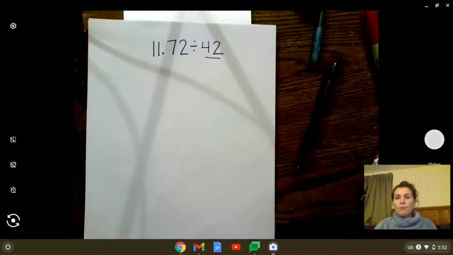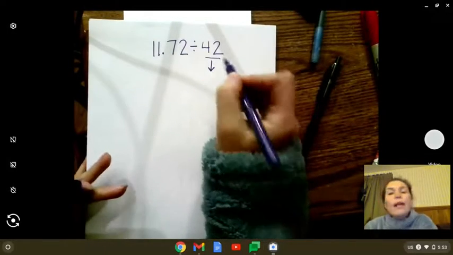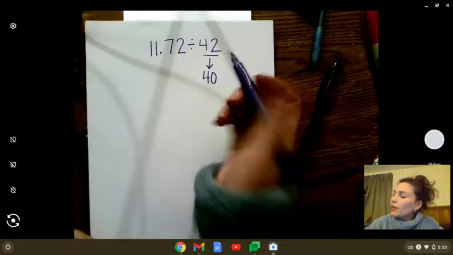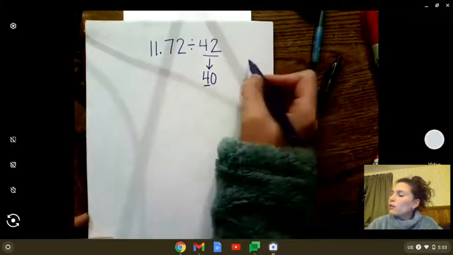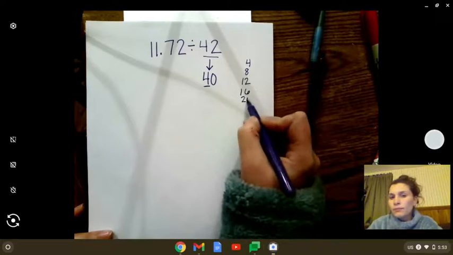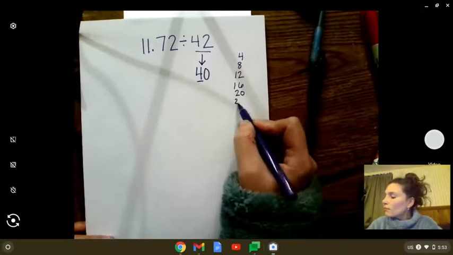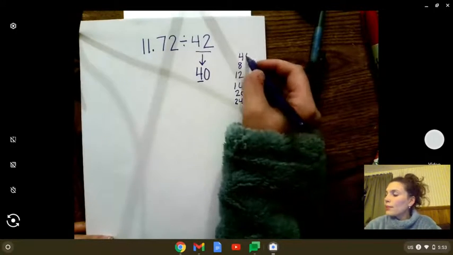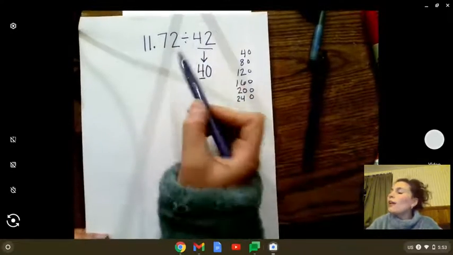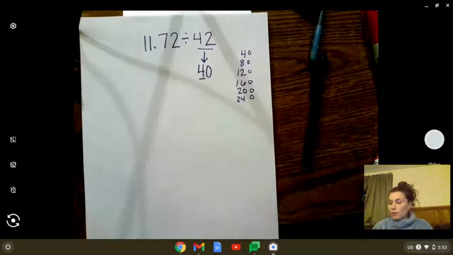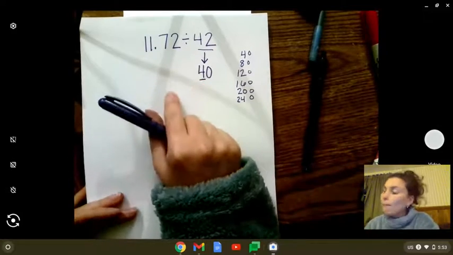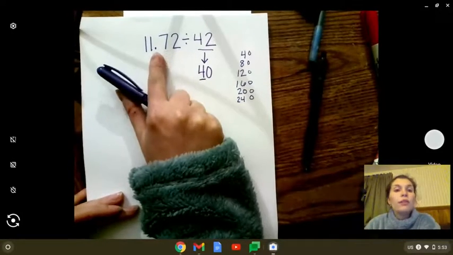Right, so let's try this one. Now this one's really tricky. We have to think back to how we divided yesterday to help us. So we're going to round 42 to 40, and we're just going to focus on that 4. So I'm just going to count by 4s over here. So 4, 8, 12, 16, 20, 24, right? Because this would be 40, 80, 120, 160, 200, 240. And I need to find a number that would be divisible by 4 or 40, but close to 11 and 72 hundredths.